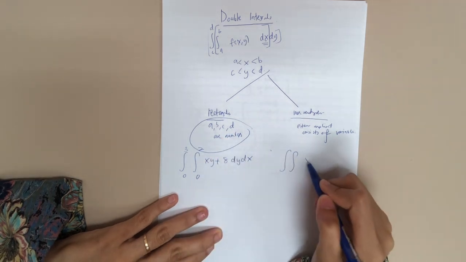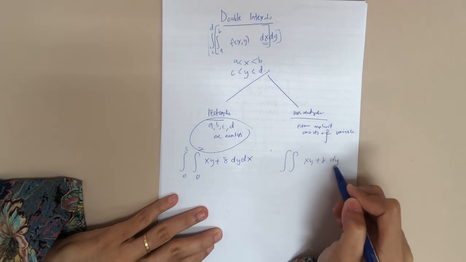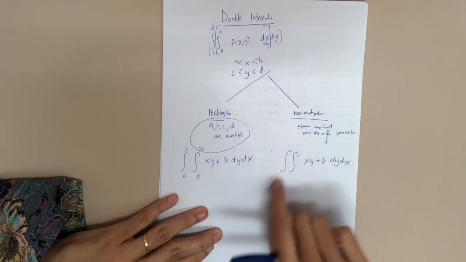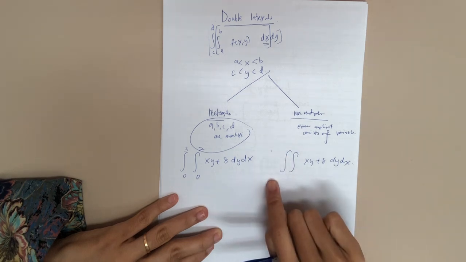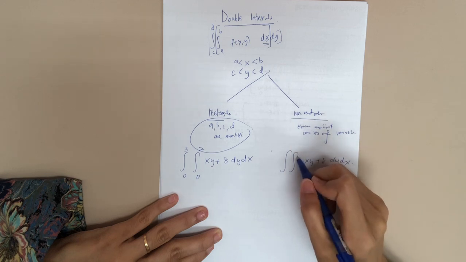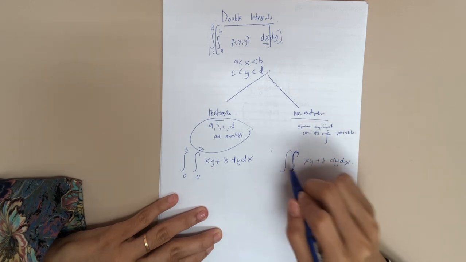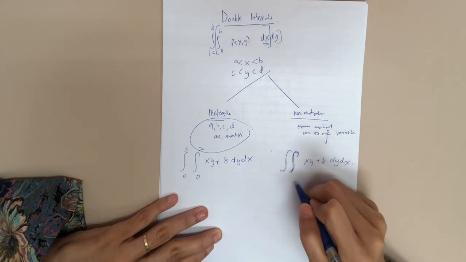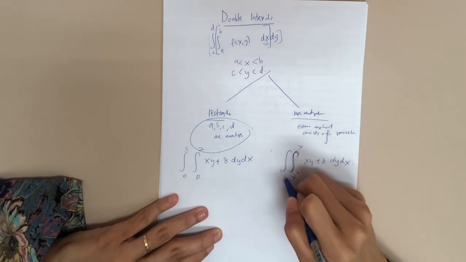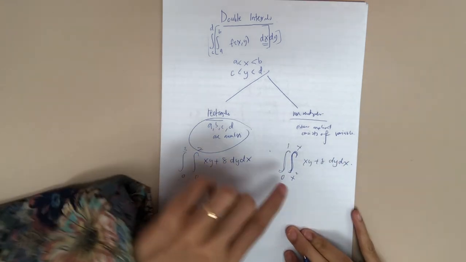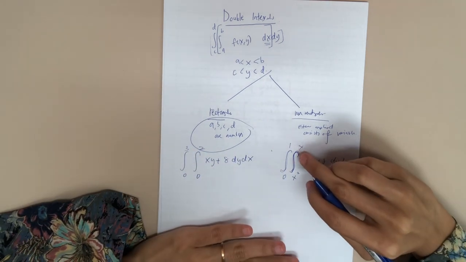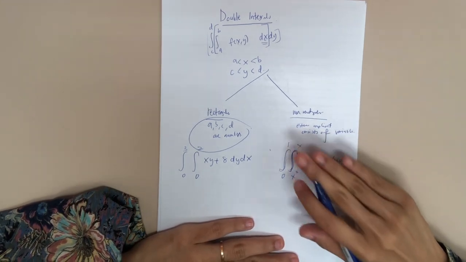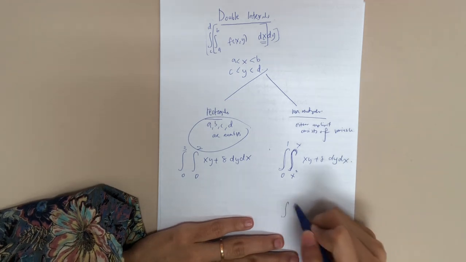For non-rectangular, I just use the same function. One of the limits must consist of a variable, and it must be the inside one, cannot be the outer one. Let's say it gives you x squared to x, and 0 to 1. You can see that the first limit here consists of variable x. So this is non-rectangular.